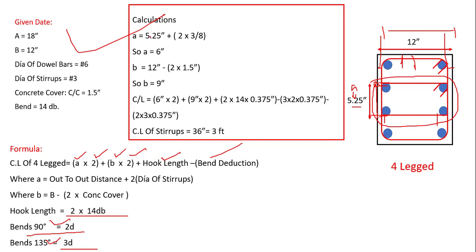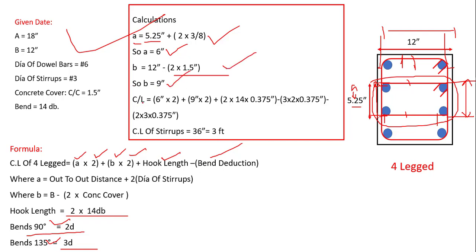Let's put the data over here. A is equal to the out to out distance, that is 5.25, plus we need to add the dia of bar at this end and the dia of bar at this end. So 2 dia multiplied by 3/8 in order to convert it into inches. So A will be equal to 6 inch. For this stirrup this side is 6 inch. Then B is equal to, as we did before, 12 inch, the external, minus concrete cover. This is easy. So B is equal to 9 inch.